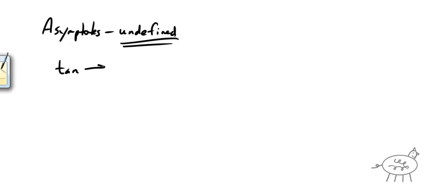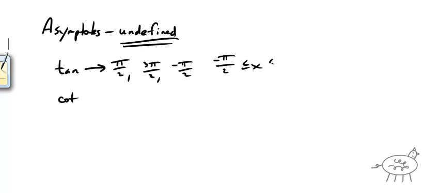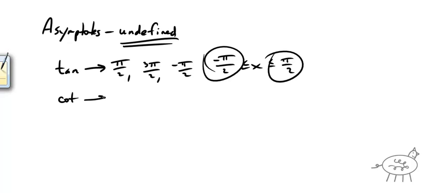Take tangent. Where's tangent undefined? It's undefined at pi over 2, 3 pi over 2, negative pi over 2. Those are places where tangent is undefined, because remember how we set it up: negative pi over 2 less than or equal to x less than or equal to pi over 2, and I said these are your asymptotes. What about cotangent? We set it up between 0 and pi, so we know it's undefined at 0 and pi and 2 pi and 3 pi, etc.